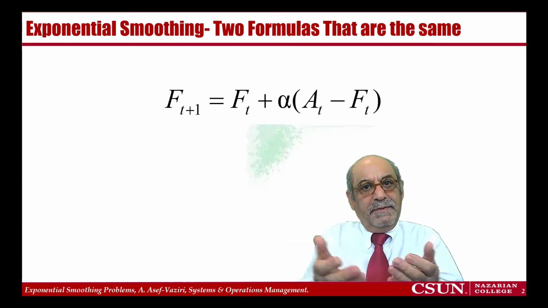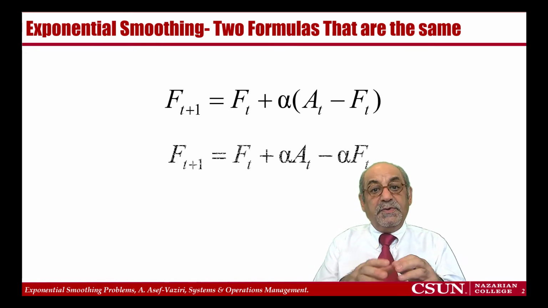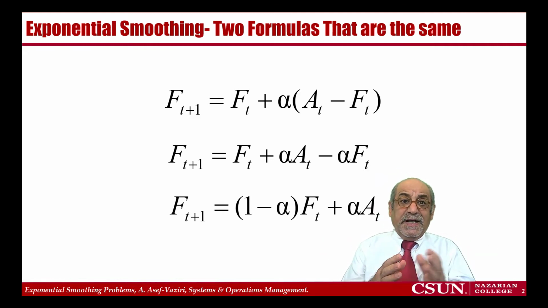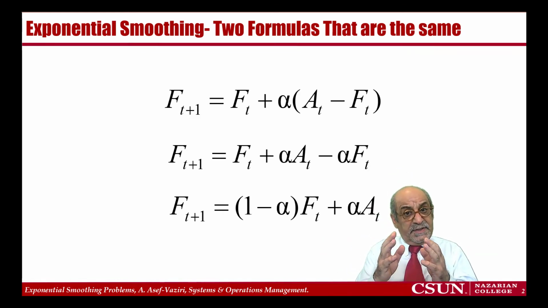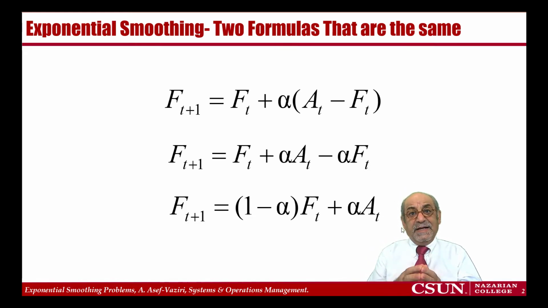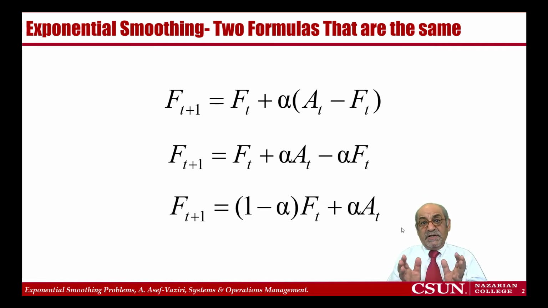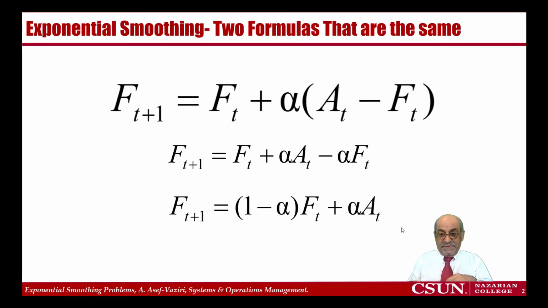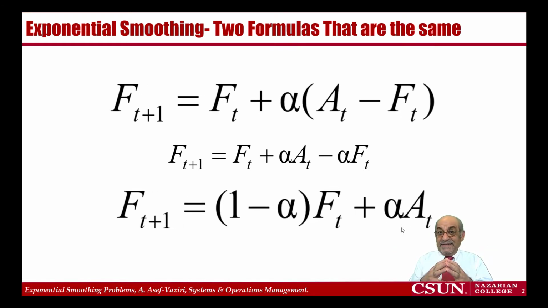We can manipulate this formula a little bit and come out with another version of it, which states forecast for next period is the weighted average of forecast for this period and actual for this period. Forecast is multiplied by 1 minus alpha and actual is multiplied by alpha. These two formulas are exactly the same, as we saw. One is extracted from the other.